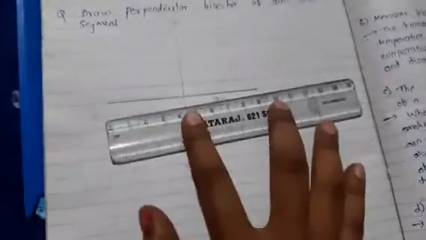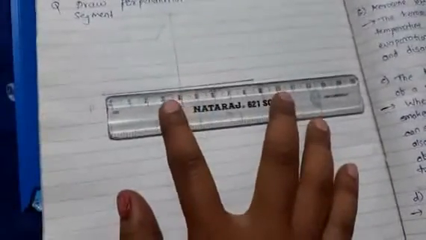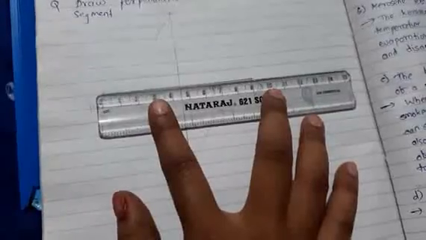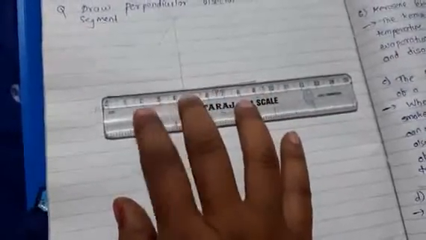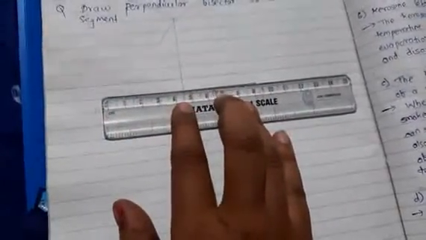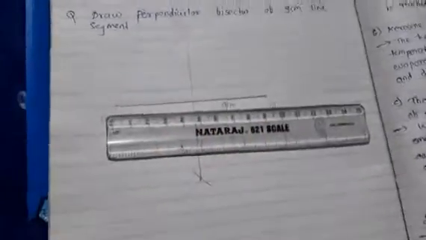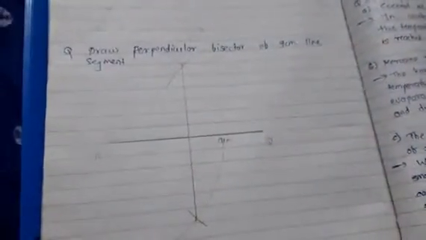So we can check from P to this point, the distance is 4.5. This means we have exactly divided this line into two parts by drawing a perpendicular bisector to it. So from practice set 1, question number 1 and 2, you have to solve these two questions in your notebook.